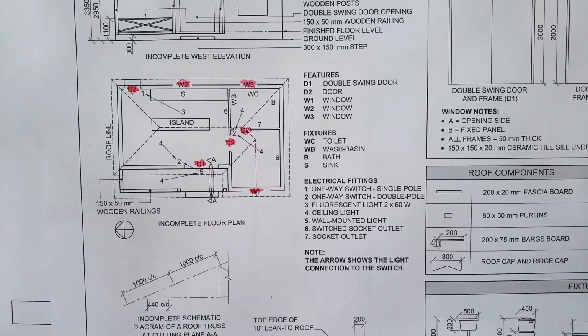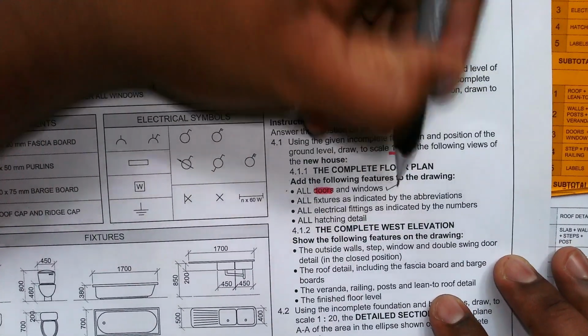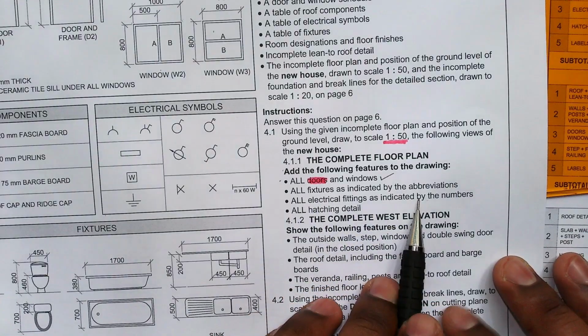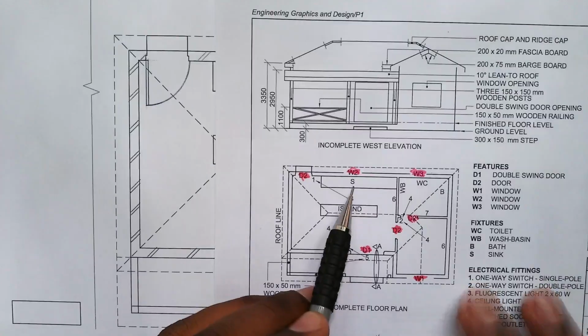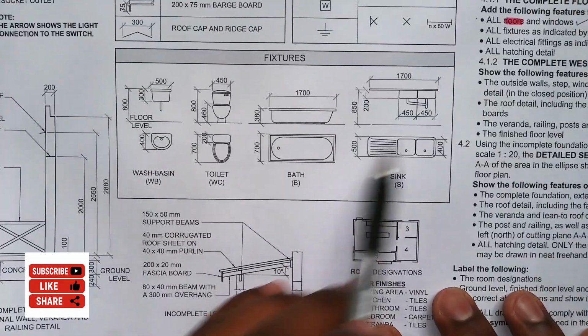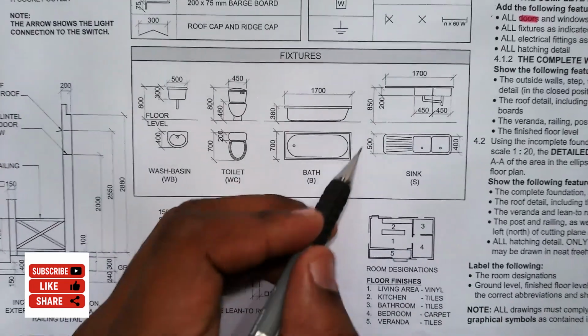So as you can see, I've added all the doors and windows, so I can just move to the next point. I can just mark this off. So now I'll have to add all the features as indicated by the abbreviations. So I'll start with the sink there. The dimensions are given here. These are the dimensions.